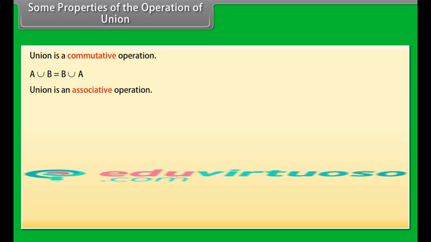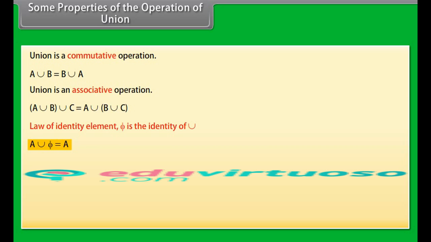Union is an associative operation. A union (B union C) is equal to (A union B) union C. Law of identity element. Phi is the identity of union. A union phi is equal to A. Idempotent law. A union A is equal to A. Law of U. U union A is equal to U.